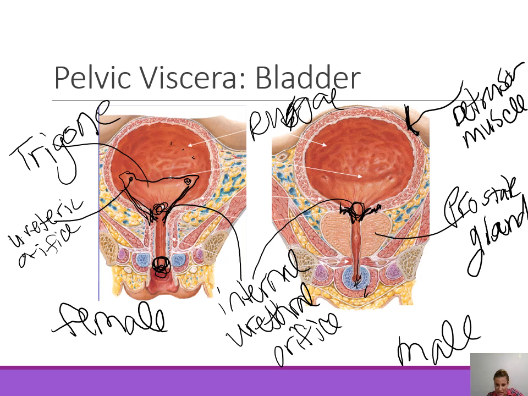I'm trying to think what else I've missed. Oh, the external urethral sphincter is right here, and then here, and that gives us voluntary control of the release of urine.